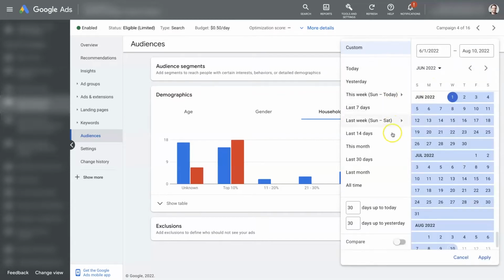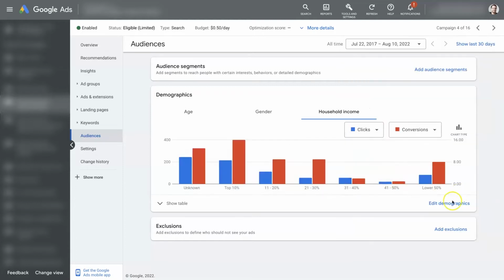So another thing I will say is we want to look at as much data as possible. So we're going to come back here. We're already looking at like a couple of months, but we're going to just select all time. And now we have a much more clear, accurate picture of what's happening. So this is what I was saying before. You don't want to just jump into this with no information, because there actually is a good percentage of the low income earners that are converting, right?